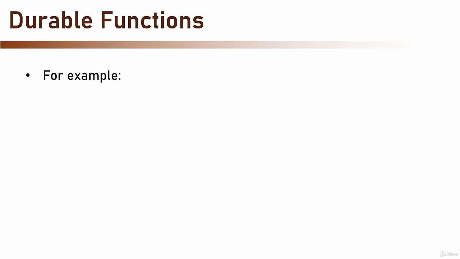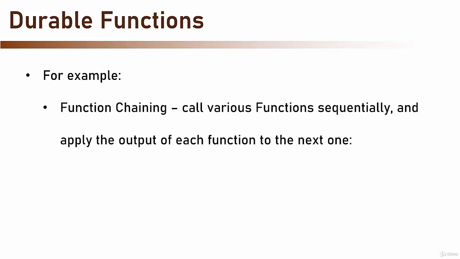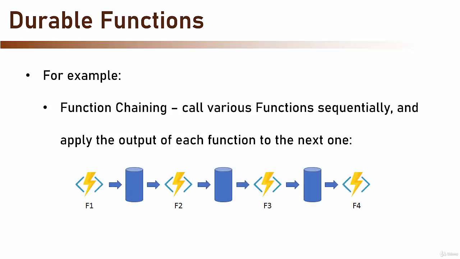And for example, durable functions are extremely useful for function chaining. With function chaining, we call various functions sequentially and apply the output of each function to the next one. So it might look like this. So we have a function that calls some resource, and then another function is called, which calls some resource, and so on and so forth. In this example, there are 4 such functions.